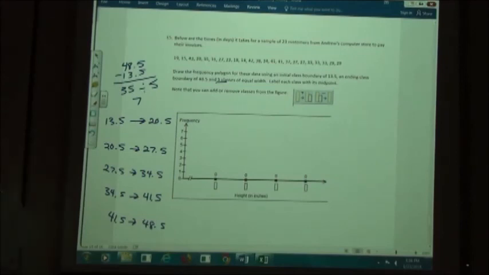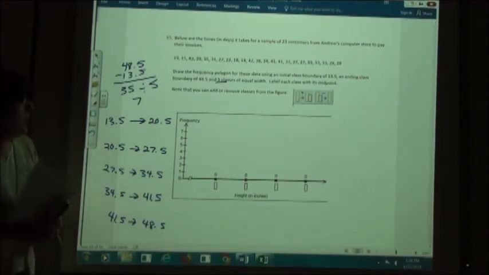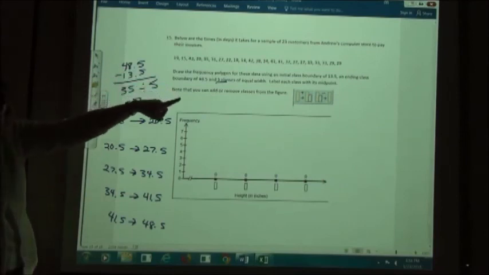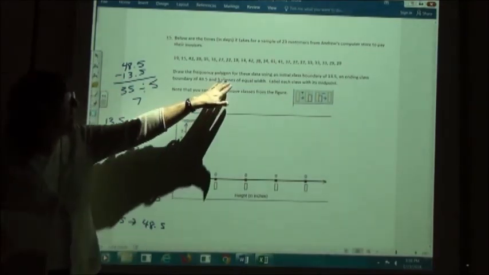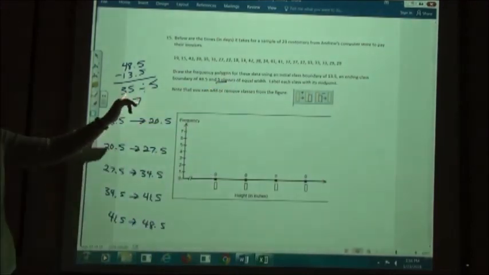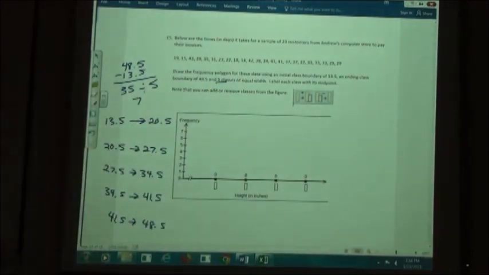All right. So, we started with an initial class boundary of 13.5. The end was 48.5, so when I subtracted, I got 35. I had to have 5 equal class widths, so 35 divided by 5 was 7. And so, those should be my class boundaries, 13.5 to 20.5, 20.5 to 27.5, and so forth.